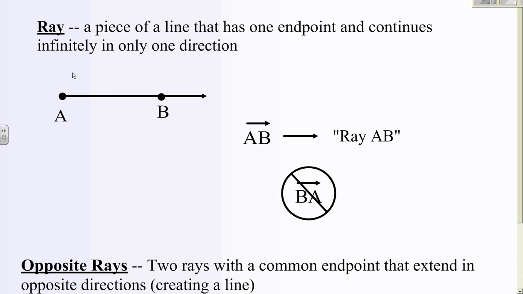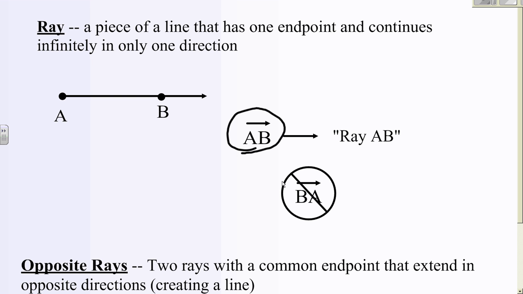Next, we're looking at a ray, which is a piece of a line that has one endpoint and continues infinitely in one direction. So it's like a line that we've been chopping off at the end here. So we start at point A and we go on through point B and forever and ever and ever. And when we write down the name of a ray, we write it like this. We say this is how we would denote this figure. Notice we have the ray symbol up top here, ray AB.